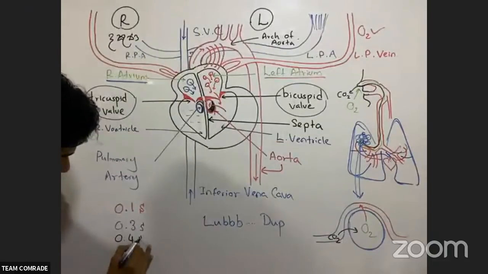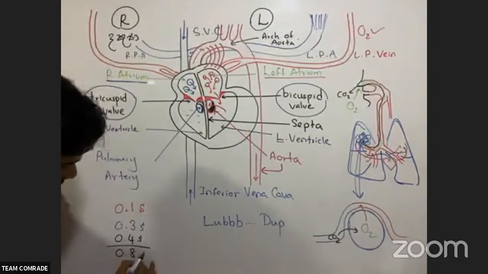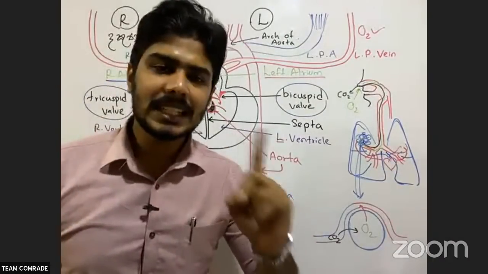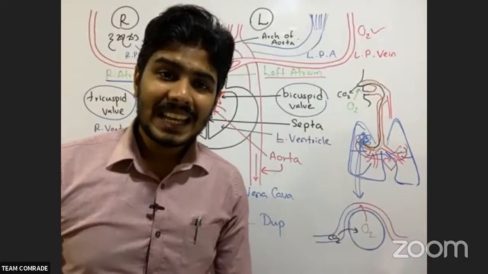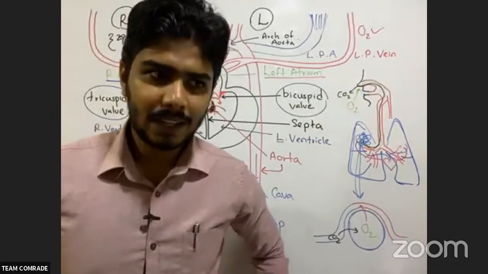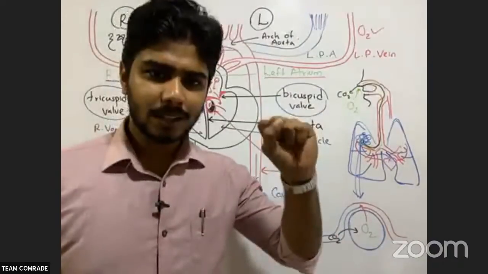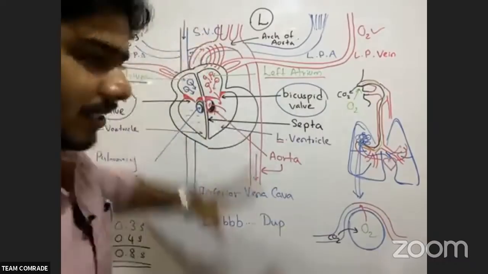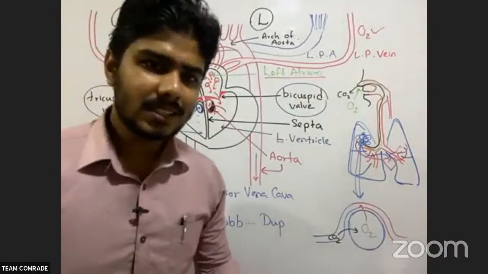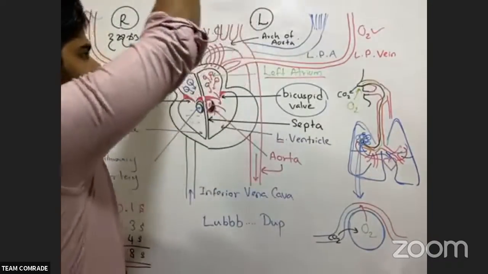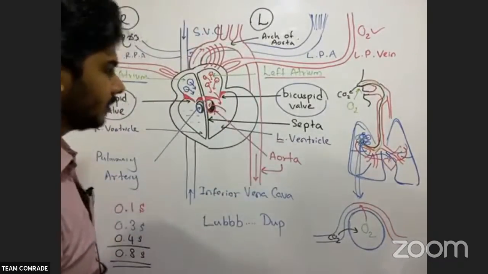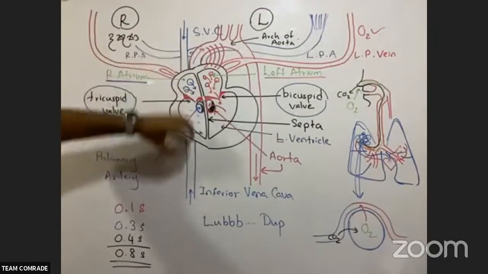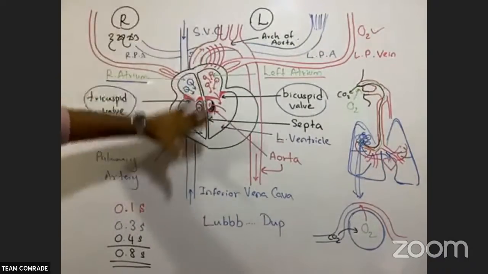So altogether, how many seconds for one cycle? 0.8 seconds it takes to complete one single heart cycle. Clear? Within 0.8 seconds, one complete cycle: atrial contraction, ventricular contraction, total relaxation. This is how you get the used blood, without oxygen, to the right side of the heart.